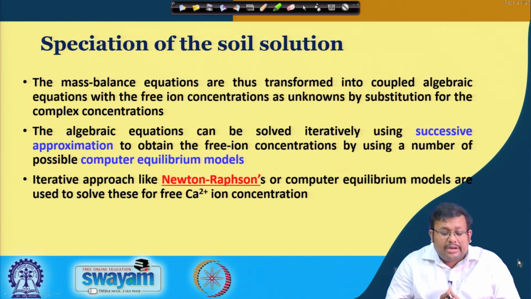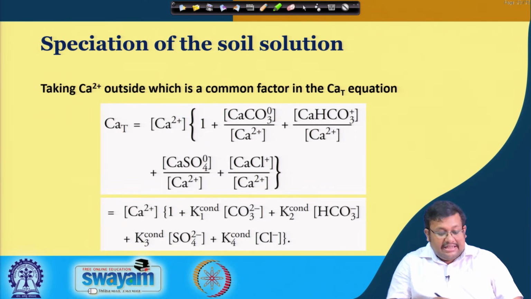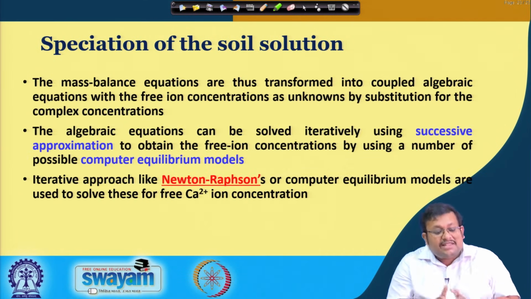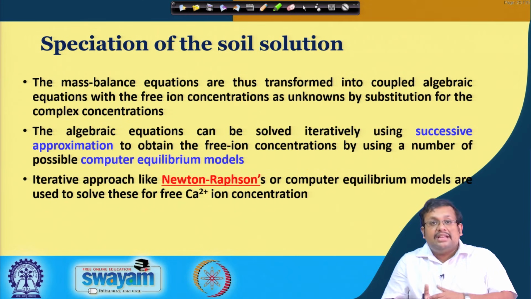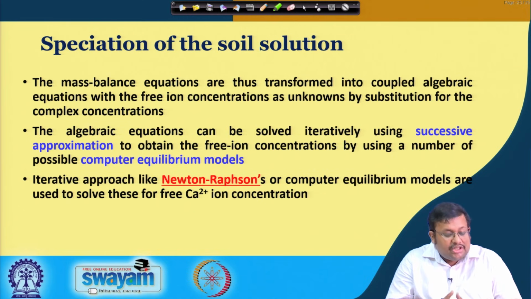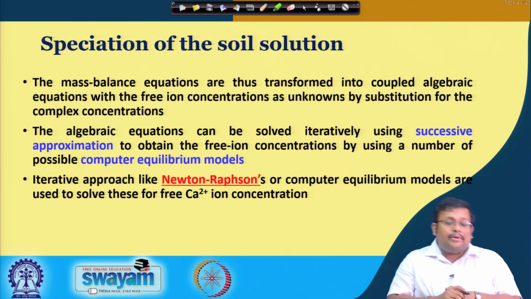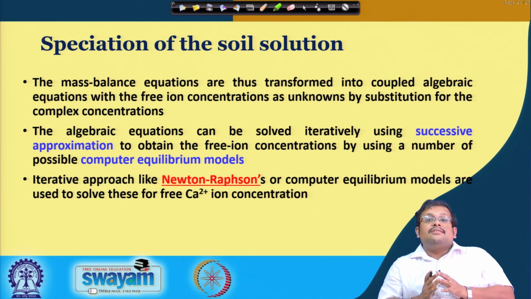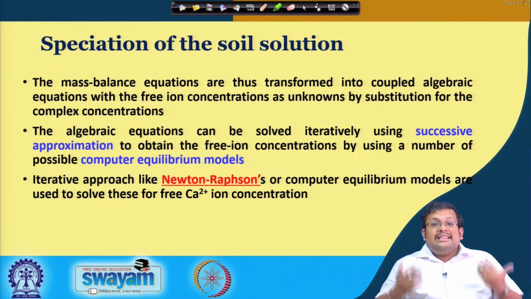So, the mass balance equations are thus transformed into coupled algebraic equations, with the free ion concentration as the unknown, by substitution for the complex concentrations. The algebraic equations can be solved iteratively using successive approximation to obtain the free ion concentration, with the help of a number of computed equilibrium models which are available.